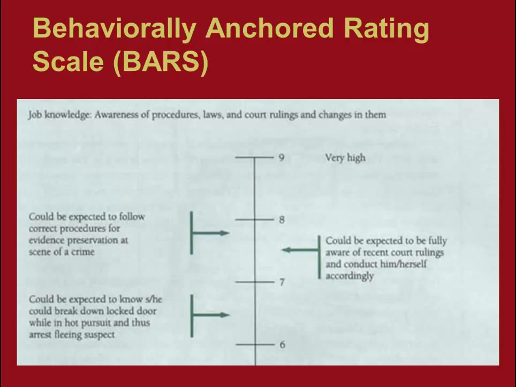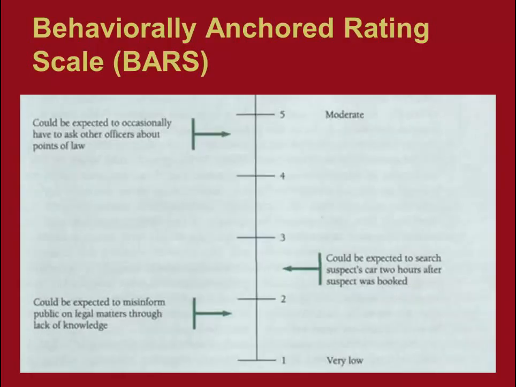At the top are examples of a high level of performance. You can see on the middle left there: could be expected to follow correct procedures for evidence preservation at the scene of a crime. This is the bottom half of the scale, and you can see examples of low performance. Behavior that would be indicative of a very low level of job knowledge would be this one on the bottom left: could be expected to misinform public on legal matters through lack of knowledge. Yikes.